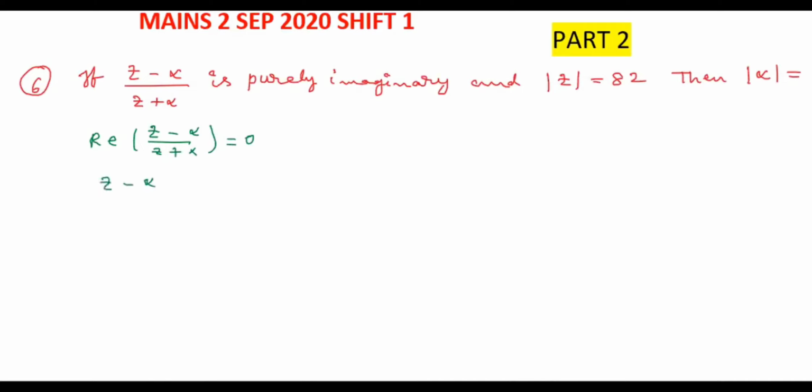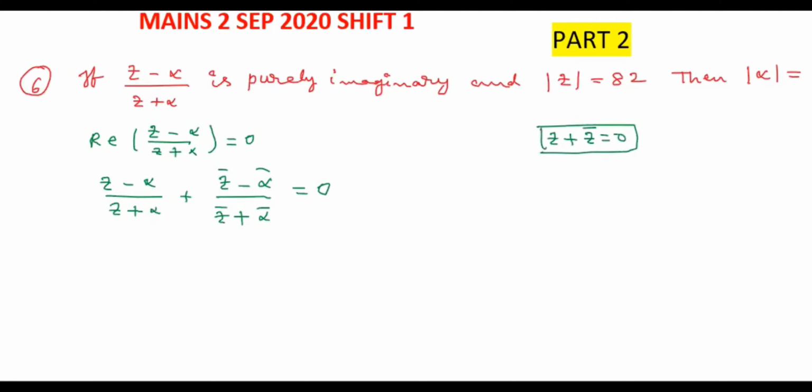Z minus alpha divided by Z plus alpha plus its conjugate, Z conjugate minus alpha conjugate divided by Z conjugate plus alpha conjugate, that is equal to 0. Purely imaginary means Z plus Z conjugate is equal to 0. Use this concept, we get the answer very easily. Now take the LCM and the denominator part is going to 0.